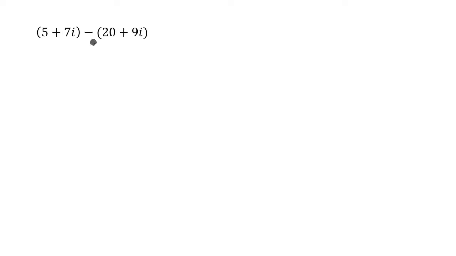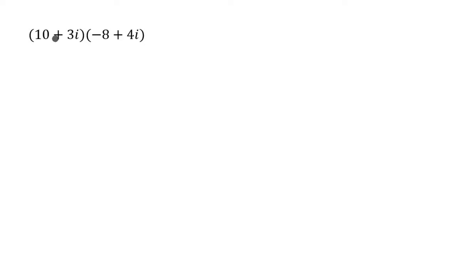Question number 2 is similar, but we're doing subtraction. So again, I'm going to rewrite all my terms. So I have 5 plus 7i, but this time, because we have subtraction, we want to use the opposite sign of both of these two terms. So our 20 becomes a negative 20 instead of positive 20, and then our 9i becomes a negative 9i, and then we just combine like terms again. So we have 5 minus 20, that's going to be negative 15, and then 7i minus 9i leaves us with negative 2i. So it's going to be negative 15 minus 2i is our final answer.